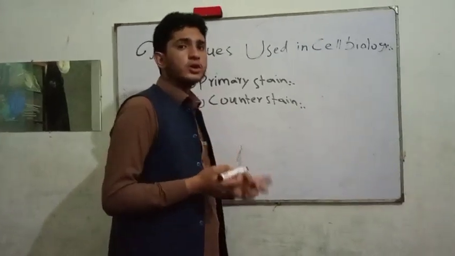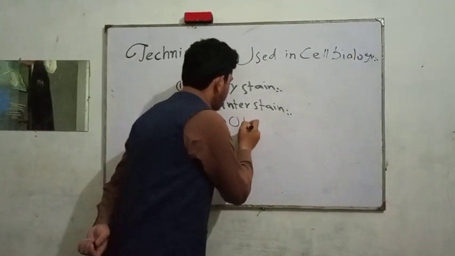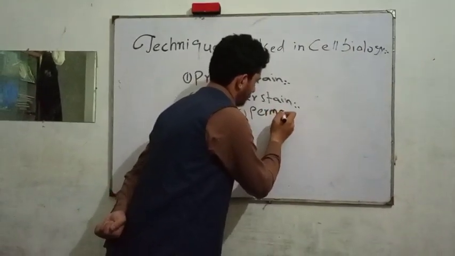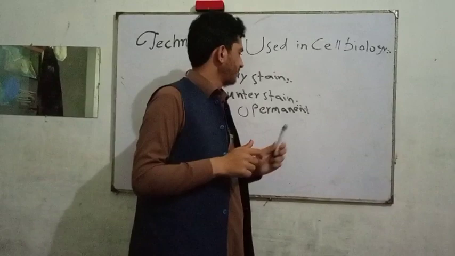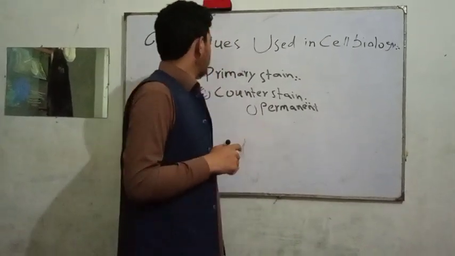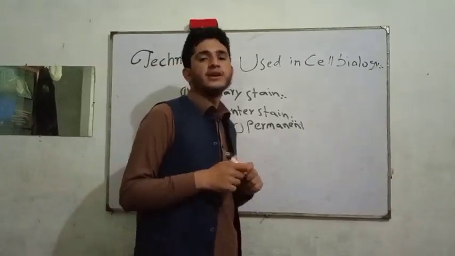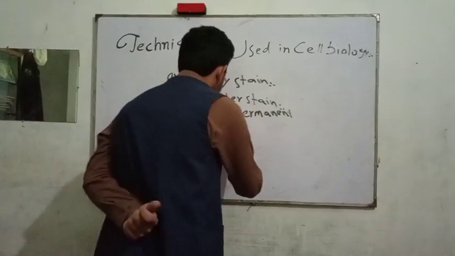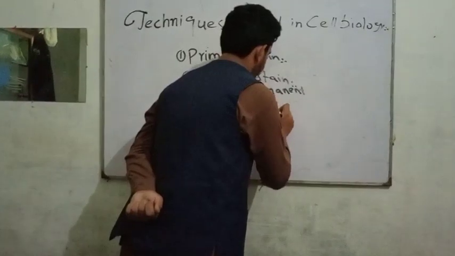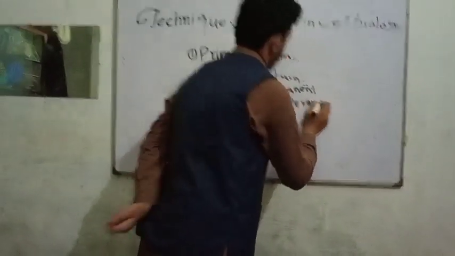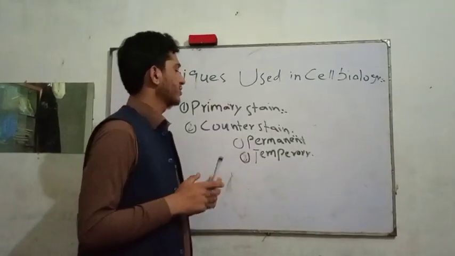There are two other types of stain on the basis of durability. One is the permanent stain. This is that stain which cannot be removed after adding a second stain or counter stain. It is permanent, that's why it is called a permanent stain. Second, the temporary stain. A temporary stain is that stain which can be removed after adding a second counter stain.